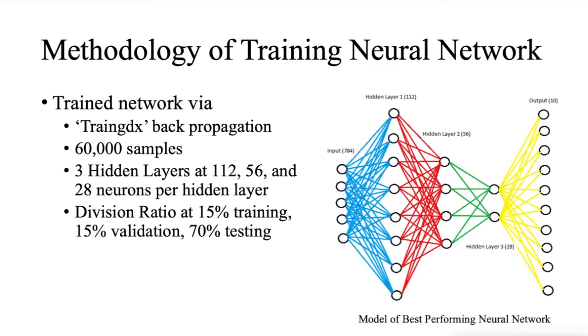The methodology for training this neural network was, as previously stated, we used a train GDX backpropagation at 60,000 samples and 3 hidden layers at 112, 56, and 28 neurons, respectively, per hidden layer. The division ratio was set at 15% training, 15% validation, and 70% testing.